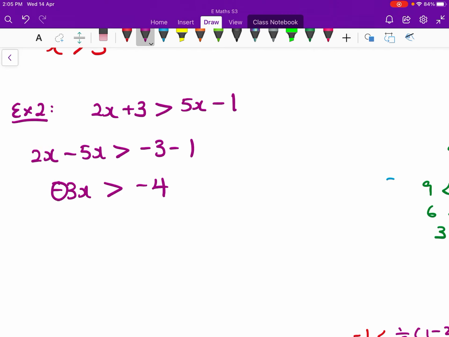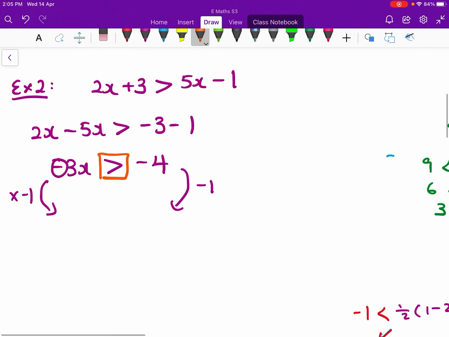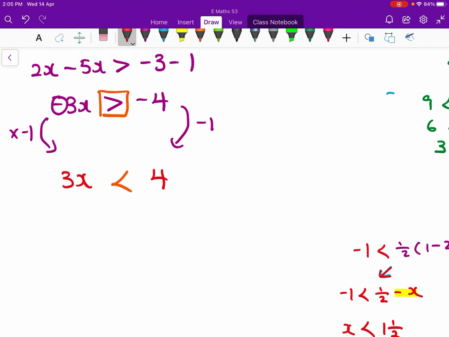What I should do is multiply negative 1 on the left and right hand side. When I do that, something will happen to my inequality sign. This is the minor difference that I'm talking about. The inequality sign will flip direction. Initially it's pointing towards the right, now it points towards the left. My negative 3x becomes positive 3x, and negative 4 becomes positive 4. Then x becomes 4 over 3. So this is how I solve my inequality.